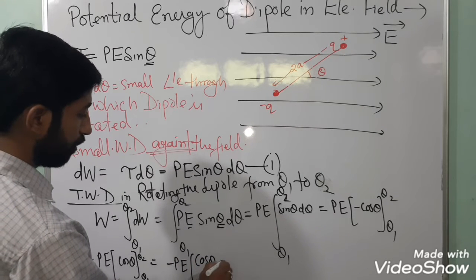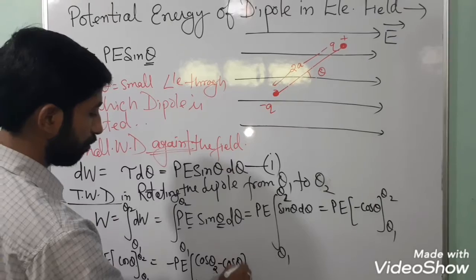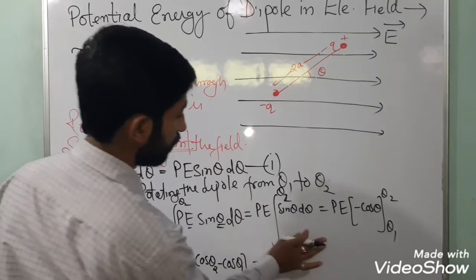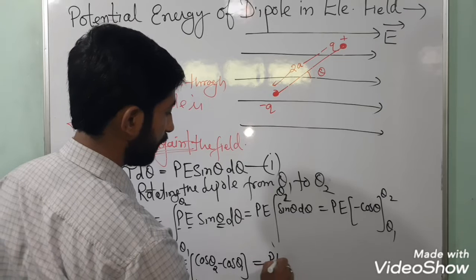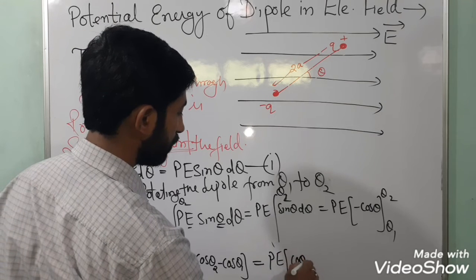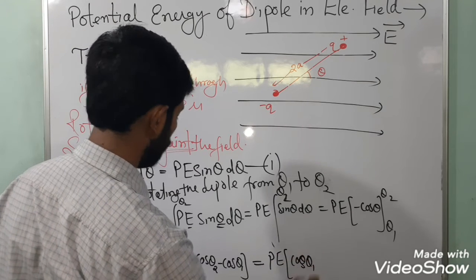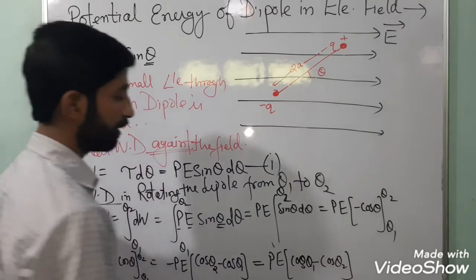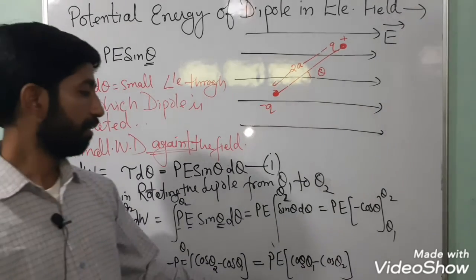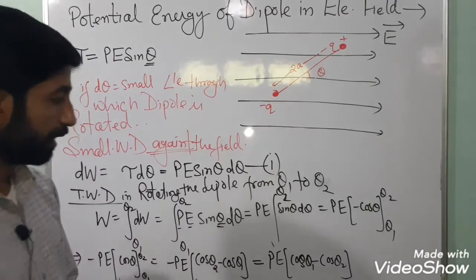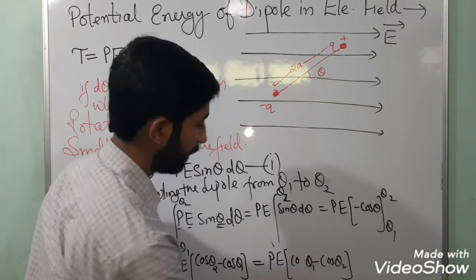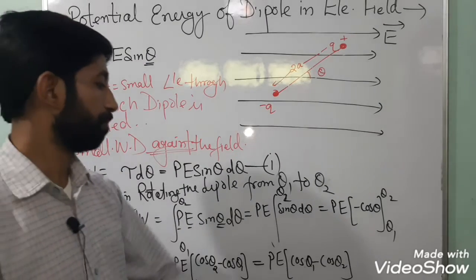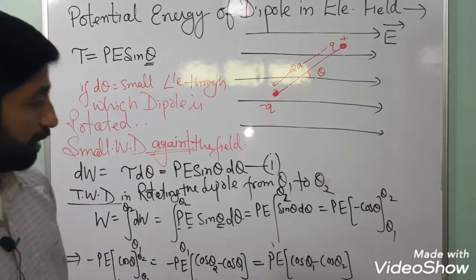Cos theta 2 minus cos theta 1, and this finally becomes equal to Pe (cos theta 1 minus cos theta 2). This is the final expression for work done when this dipole is rotated from theta 1 to theta 2. Okay, this is very simple.